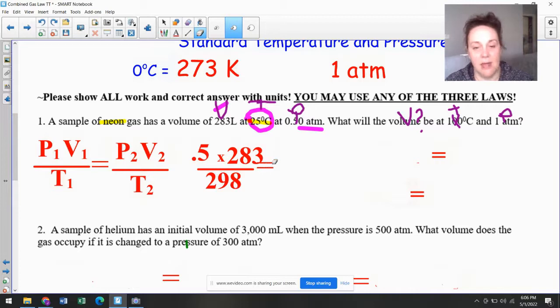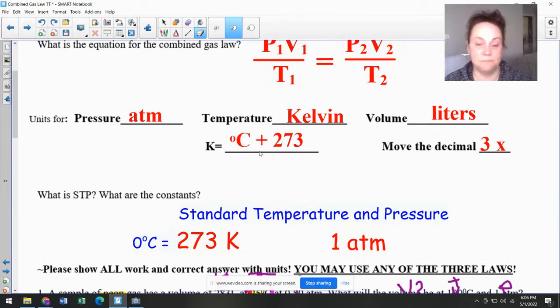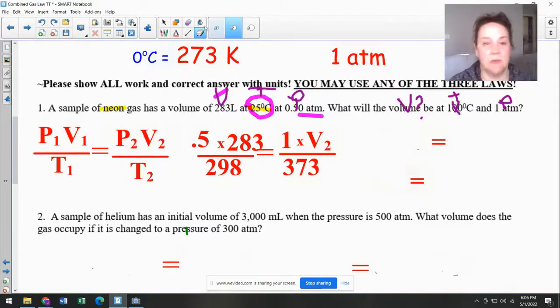Then I'm going to do my final pressure, which is 1. My final volume, I do not know. And then my final temperature, can't do 100. Got to go 373 because I got to turn it into Kelvin. Now, how would we solve for this?